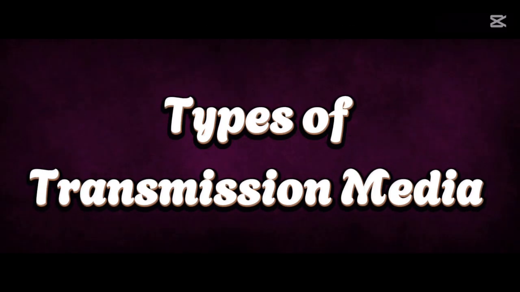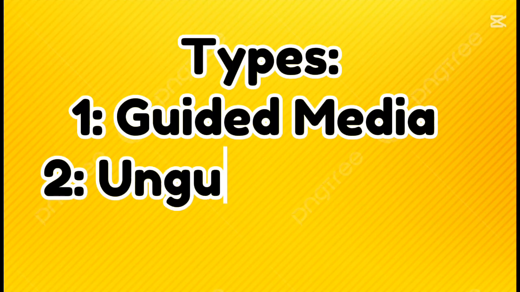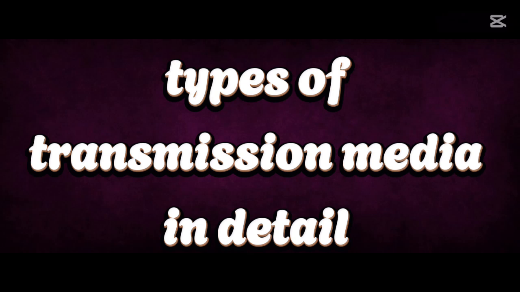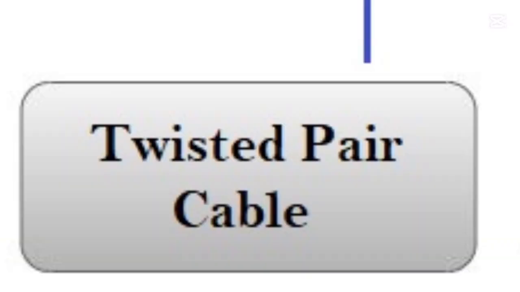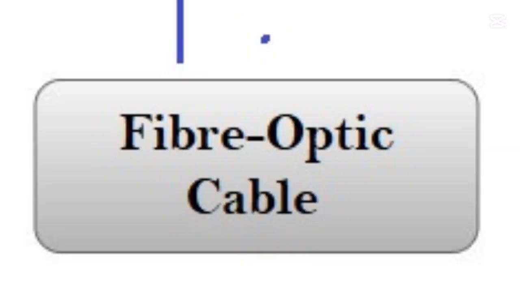Types of transmission media. There are following two types of transmission media: guided media and unguided media. Let's discuss the detail of the types of transmission media. First discuss guided media. Guided media, also known as bounded media, refers to a physical pathway used to transmit data signals from one point to another. These pathways are physical cables that guide the signals along a specific route. Common examples of guided media include twisted pair cable, coaxial cable, and fiber optic cable.